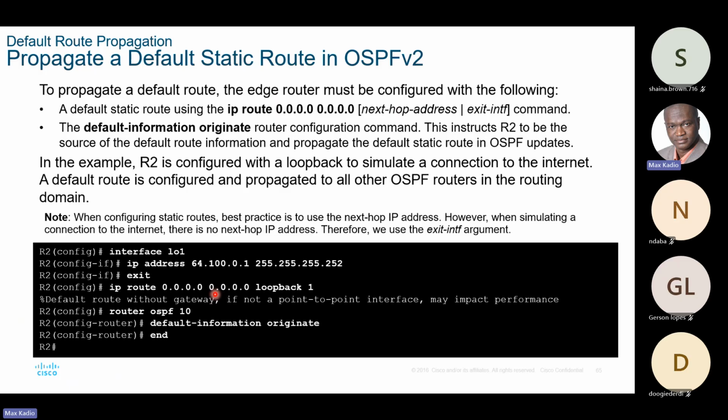Not the interface, the one facing the LAN or facing the internet. It's what I want to check: the next hop IP address. When configuring a static route, best practice is to use the next hop. But for a connection to the internet, there is no next hop IP address. Therefore, use the exit interface.